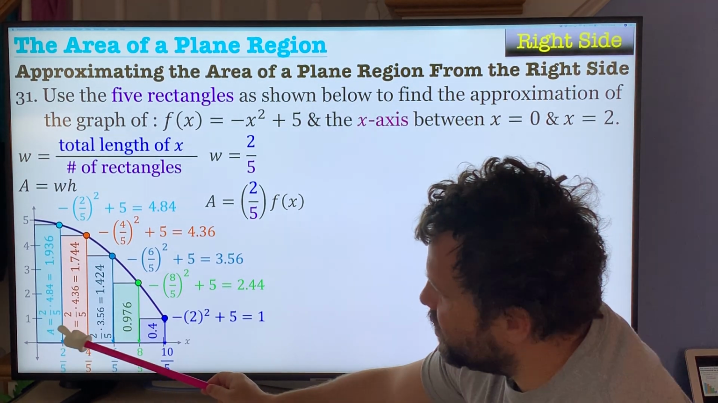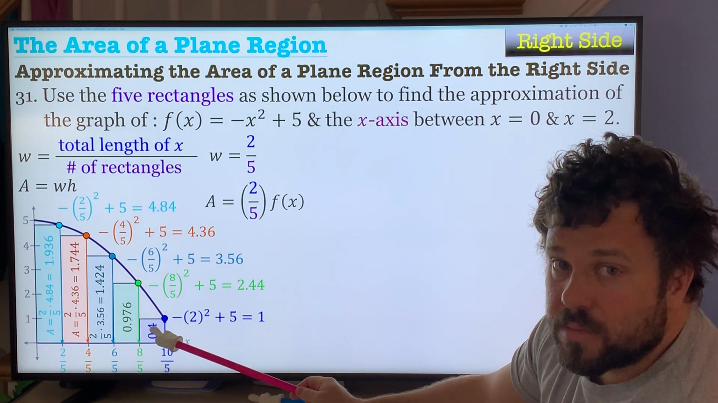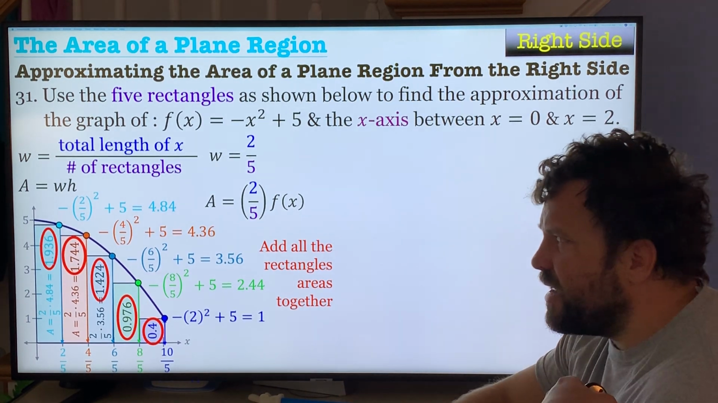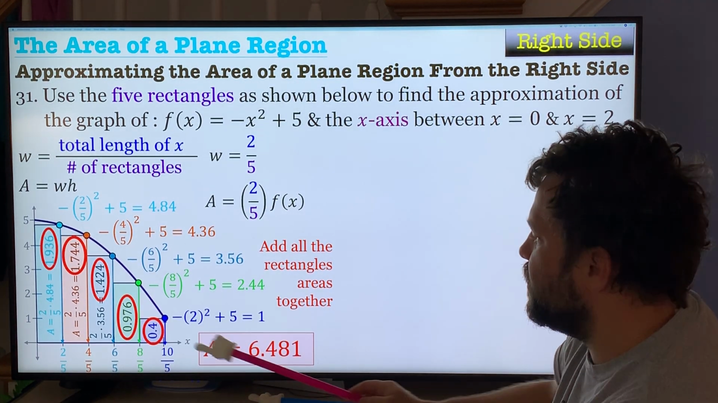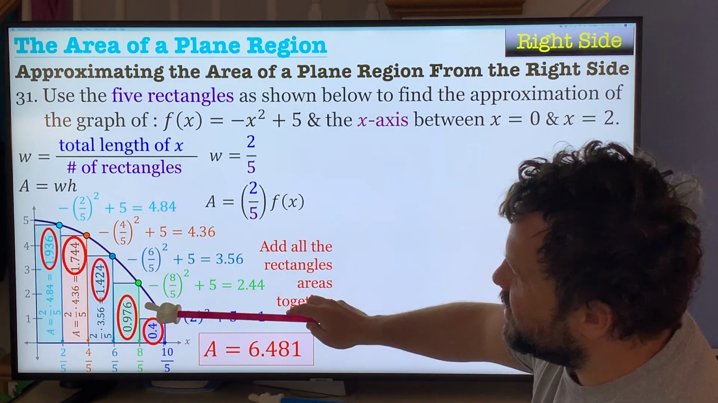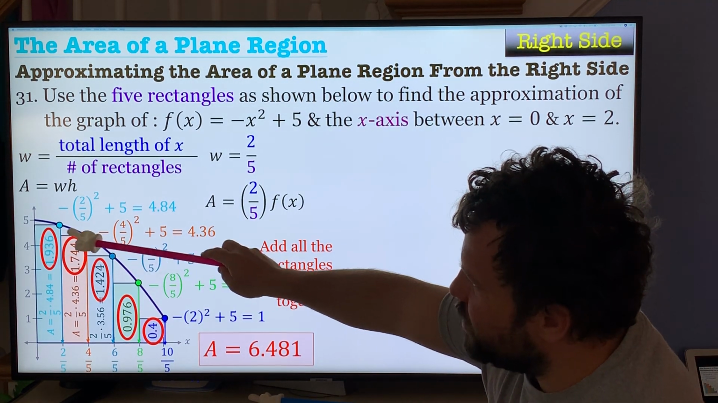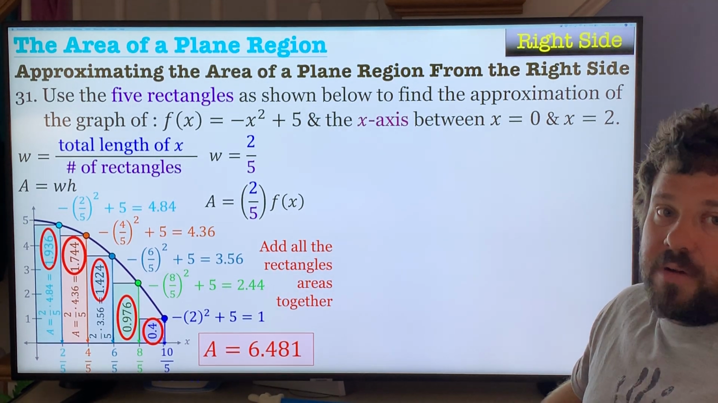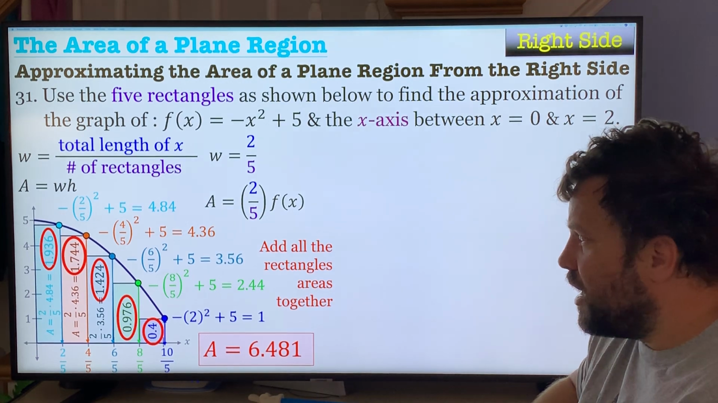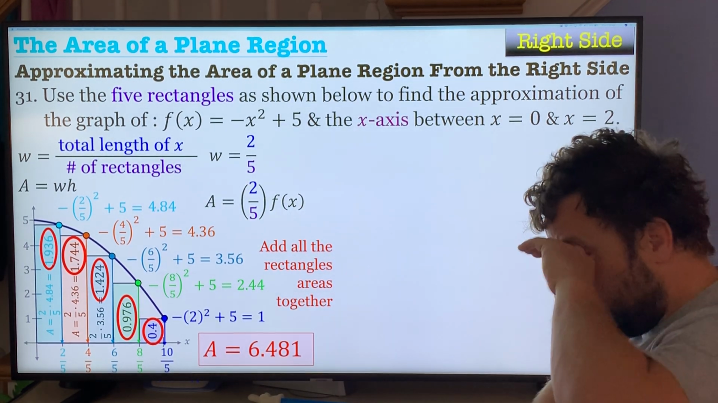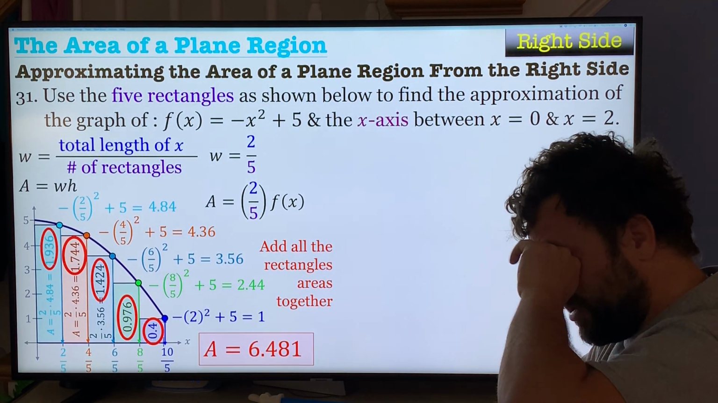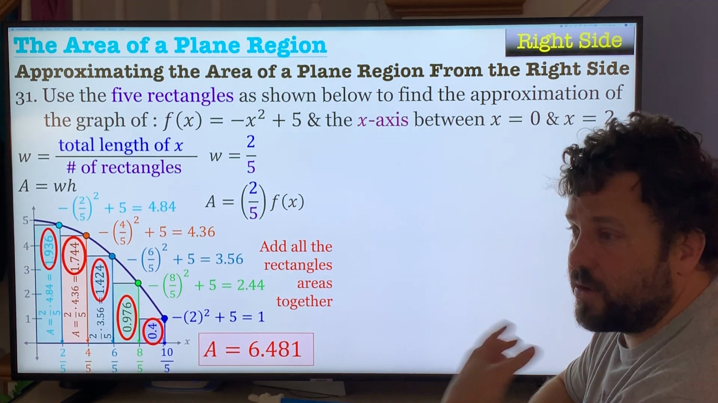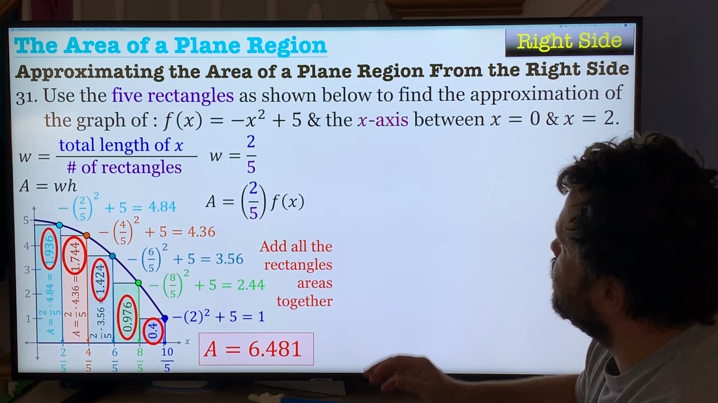Now, how do I find the total area of all these things? I add them all together. If I add all the rectangles together, I can get, hypothetically, the area under the curve, which is about 6.481. Obviously, it's a little less than the answer because there are spaces here. But the more rectangles we use, the more accurate our answer will become. There's always going to be a little space, either a little bit too much or a little bit too low. So depending on whether you're inscribing or circumscribing the rectangles, that's where your answer is. You have to use true integration to get pretty much the exact answer.